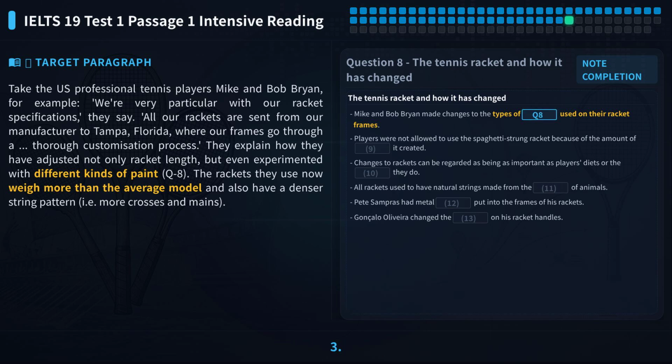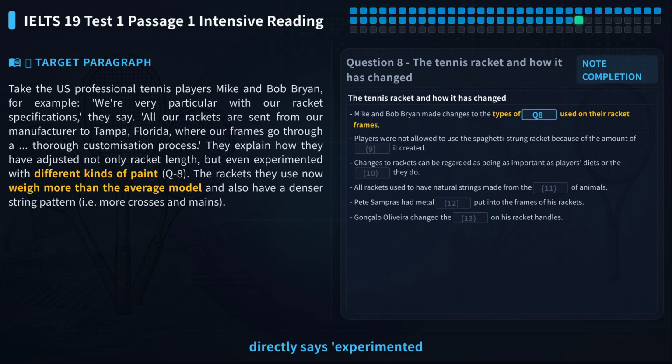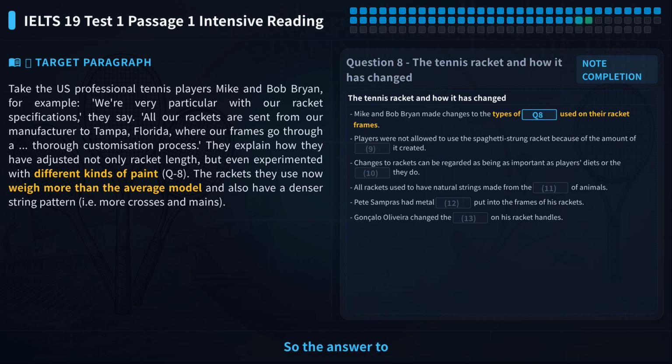We go to paragraph 3. The Bryan brothers say they adjusted racket length and also experimented with different kinds of paint. The original text directly says experimented with different kinds of paint. So the answer is paint. This word is directly given in the text, no replacement needed. So the answer to question 8 is paint.